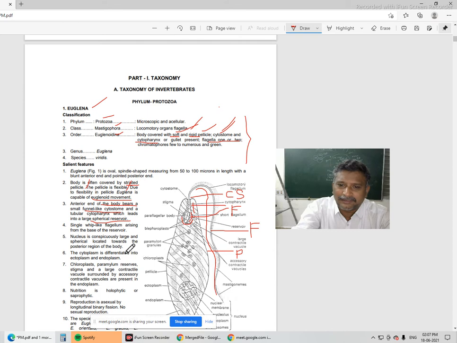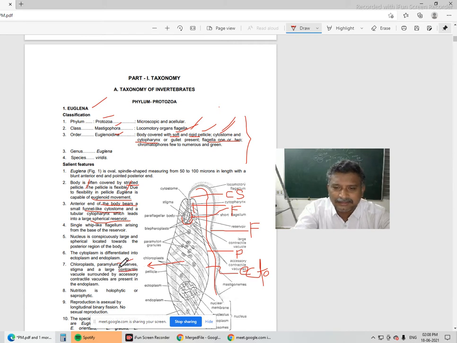The cytoplasm is also differentiated into ectoplasm and endoplasm. The cytoplasm which is very peripheral is the ectoplasm. The cytoplasm present in this area is called the endoplasm. Now the chloroplast is there. A paramylum reservoir, that is reserves, a stigma, and a large contractile vacuole are also available.